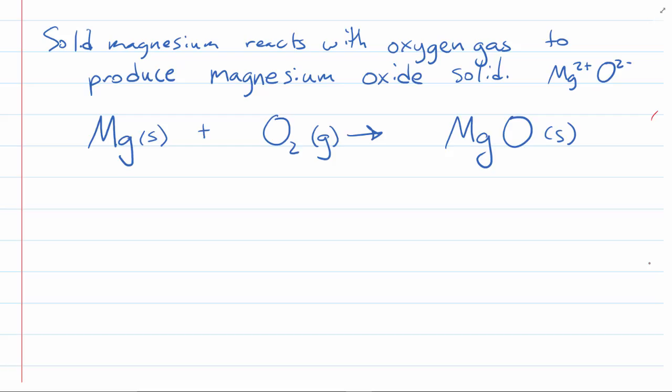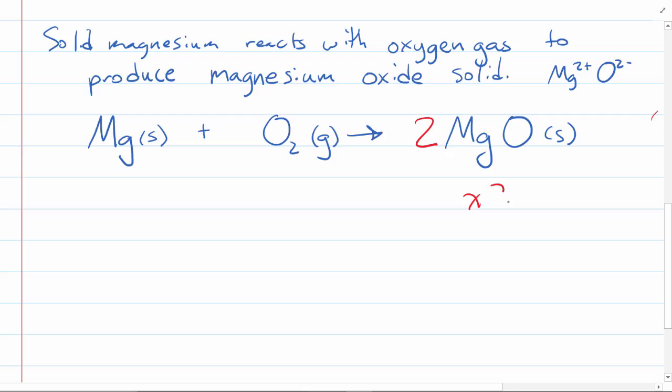Then we go to oxygen. How many are here? 2. And how many are here? 1. Well, now they're not balanced, and how many do we need altogether for oxygen on this side then? 2. So the way we balance that is to put in a coefficient, and the only place that coefficient can go is in the front.